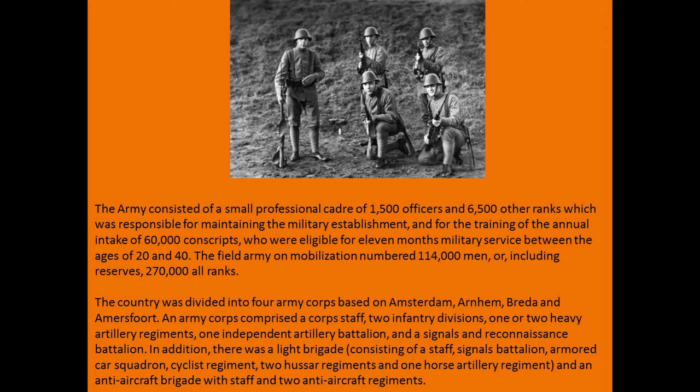The army was divided into four army corps based on Amsterdam, Arnhem, Breda, and Amersfoort. An army corps comprised a corps staff, two infantry divisions, one or two heavy artillery regiments, one independent artillery battalion, and a signals and reconnaissance battalion. In addition, there was a light brigade consisting of a staff, signals battalion, armored car squadron, cyclist regiment, two hussar regiments, and one horse artillery regiment, and an anti-aircraft brigade with staff and two anti-aircraft regiments.